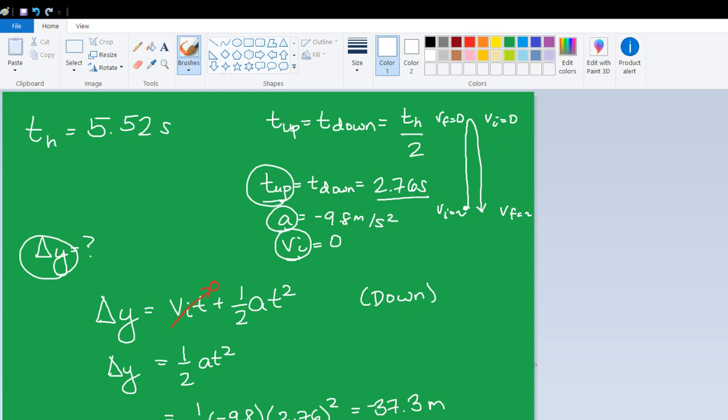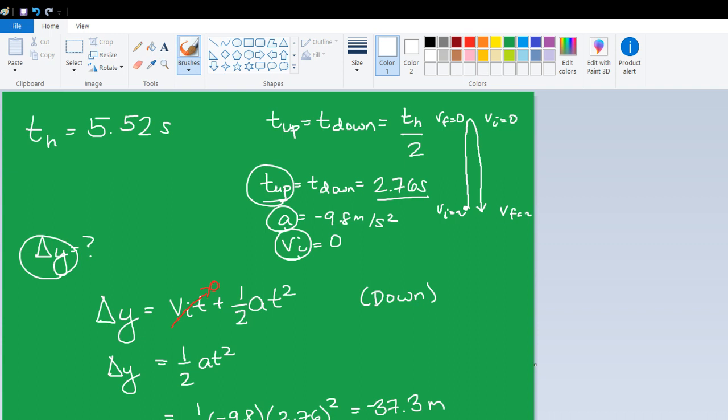But if we were to then convert this, delta y, or the height of the flight of the arrow, is simply 37.3 meters. Okay, so that's how to compute for delta y using the hang time principle. In hang time, again, remember that going up is equal to going down, and therefore we can make these assumptions.